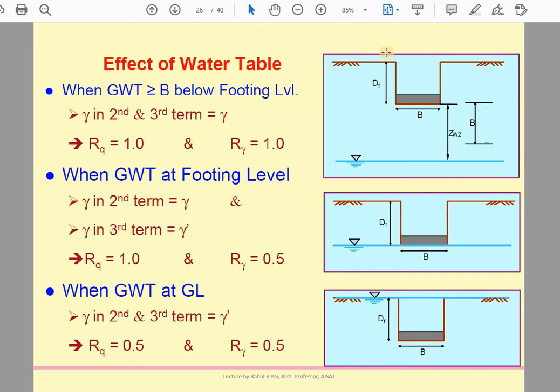So here, these are the three simple cases. That is, when the water table is way below the footing, at a depth greater than the width of the footing. That is, if you consider this width of the footing as a depth below the foundation, then if the water table is way below that B, here denoted as B, then there is no effect of water table. You can directly use the net ultimate bearing capacity equation. That means this Rq and R gamma are 1.